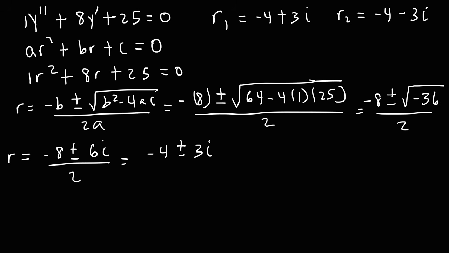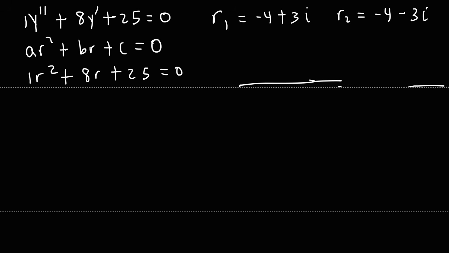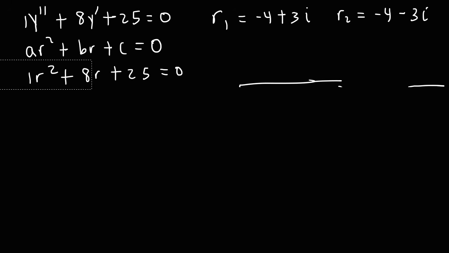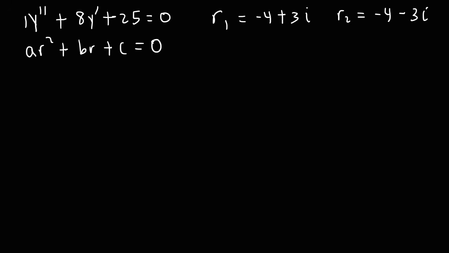So now let's get rid of this. Now once you have the answer in this form, you also want to write this expression. R1 is alpha plus beta times i. R2 is alpha minus beta times i. So in this form, you could see that alpha is -4, beta is 3. So let's go ahead and write that.